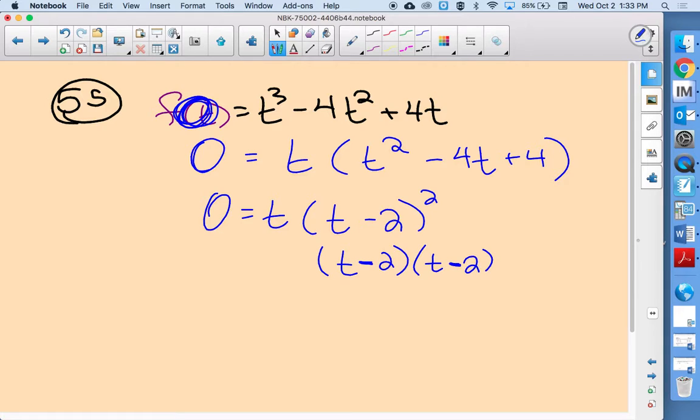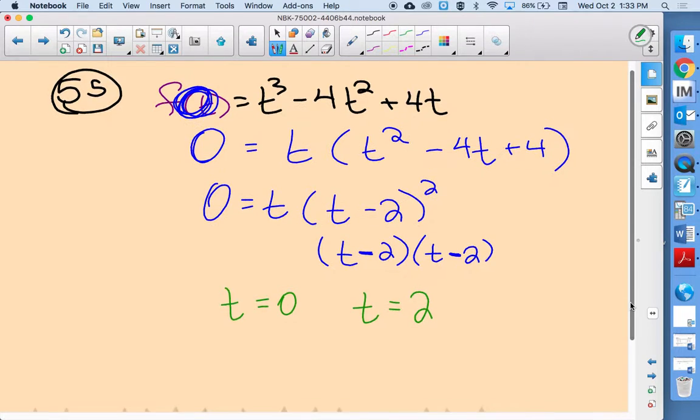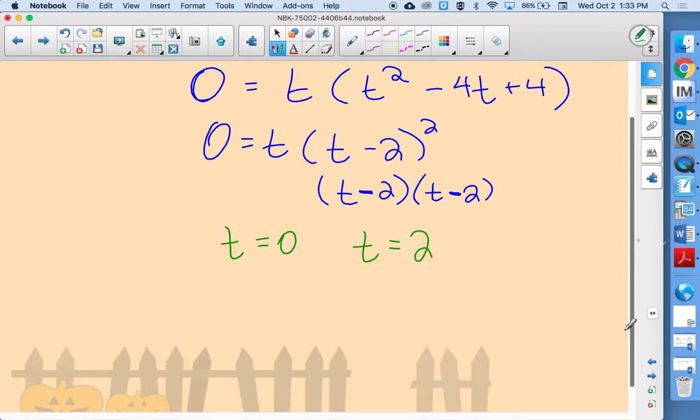But when those factors are the same, we combine them together and make that one quantity squared. So the zeros would be t equals 0 and t equals 2. But what would you also place with that t equals 2? It has a multiplicity of 2, and we call that a double root.